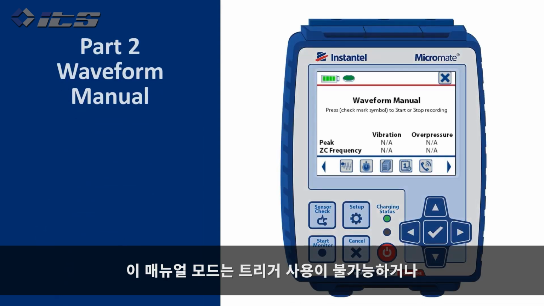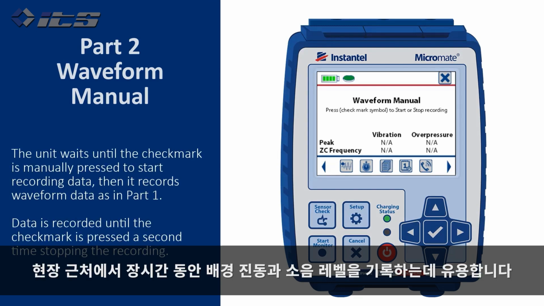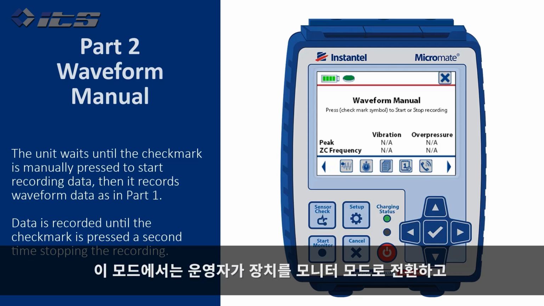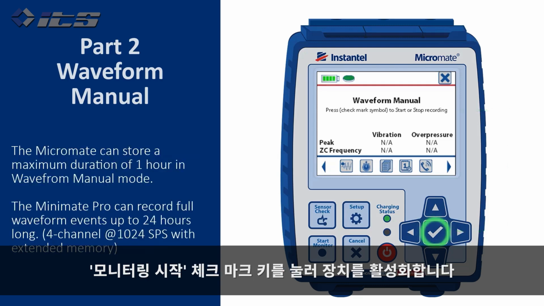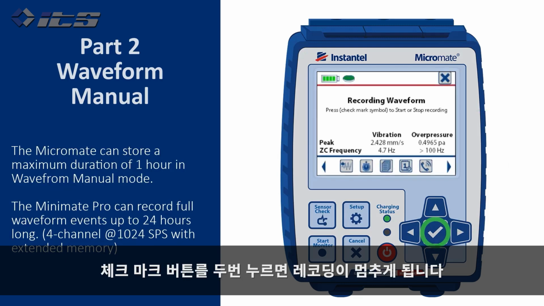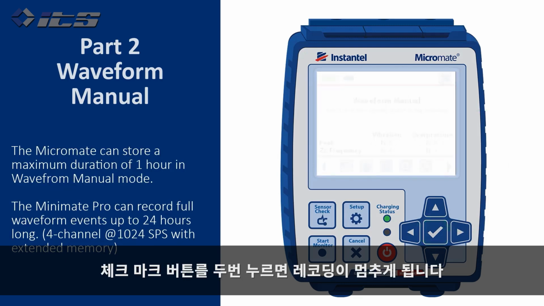The second record mode is waveform manual. This manual mode is convenient when automatic triggering is not practical or to record the background vibration and overpressure levels for an extended time period in the vicinity of a site. In this mode, the operator will put the unit in monitor mode and activate the unit by pressing the Start Monitoring checkmark key. Pressing the checkmark a second time will tell the unit to stop recording.